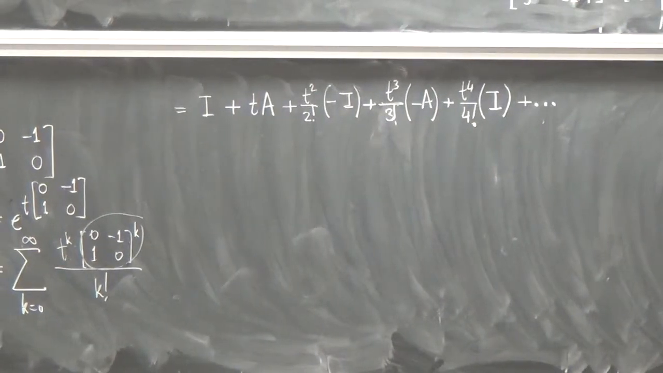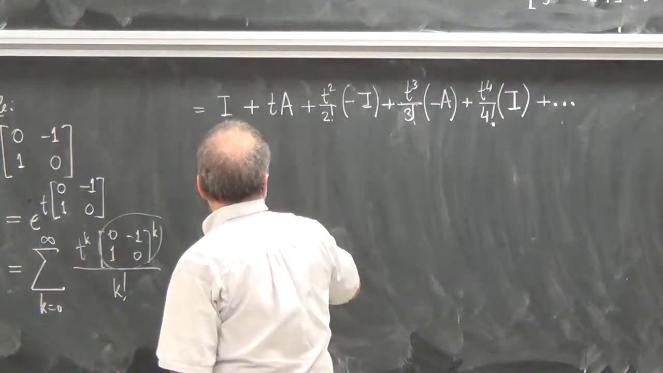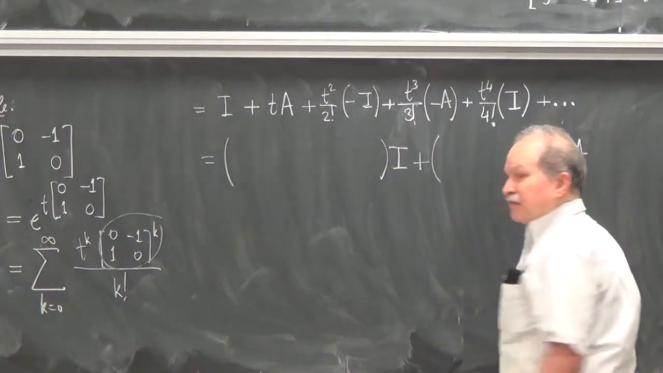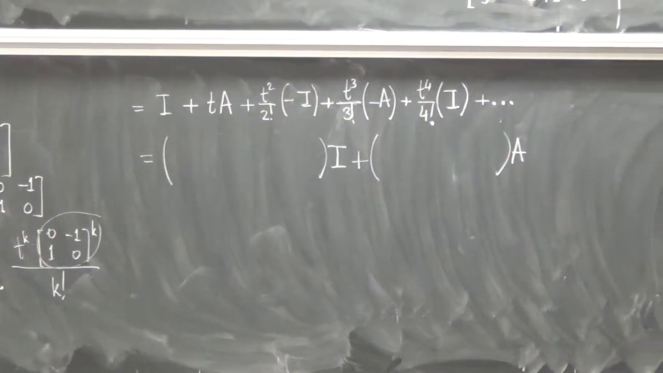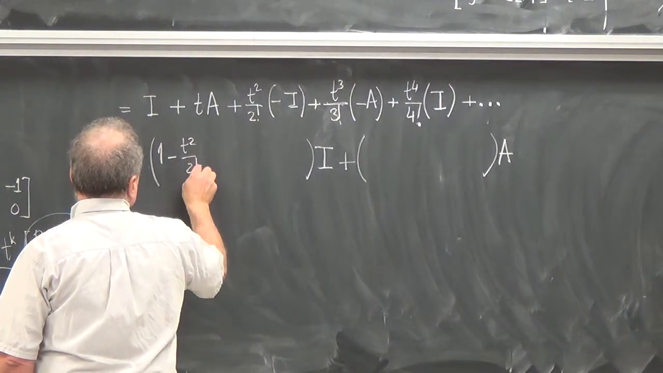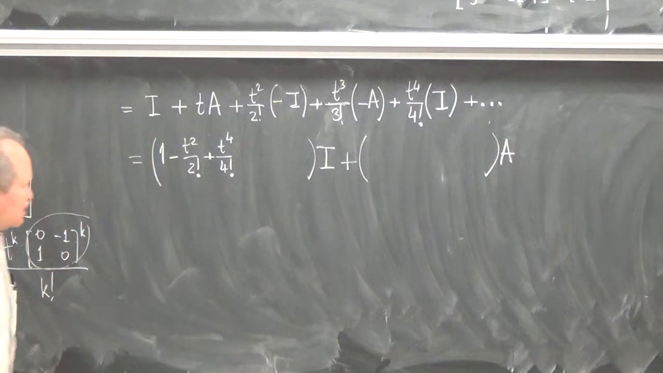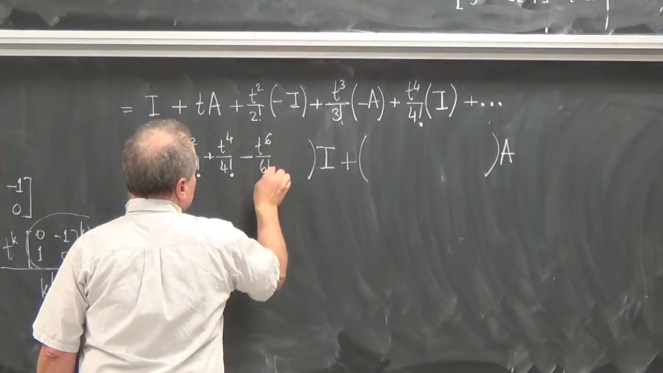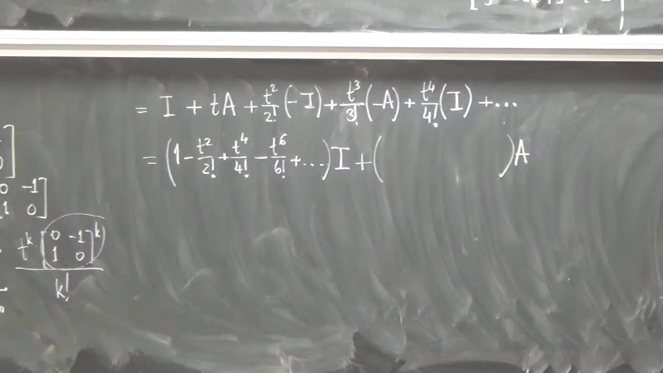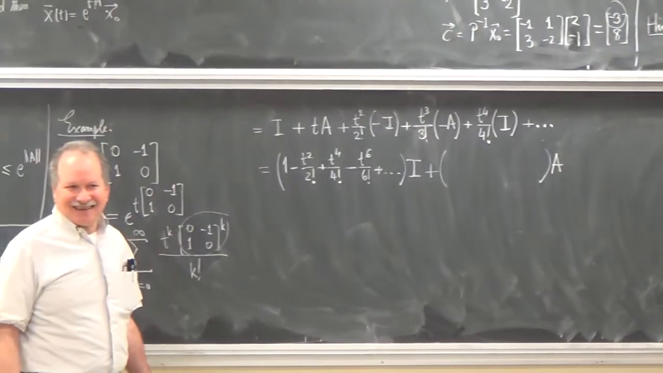So what's going to happen here? Added together, you can prove the coefficients of the different matrices. So let's pull out the ones that have identity in them, and then the ones that have A in them. What do you get? 1 minus t squared over 2 factorial plus t to the 4th over 4 factorial. You can probably guess what comes next. Minus t to the 6th over 6 factorial, and so on. Is anybody getting a bell ringing yet? Sine or cosine? Which one's even and which one's odd? So that's cosine.